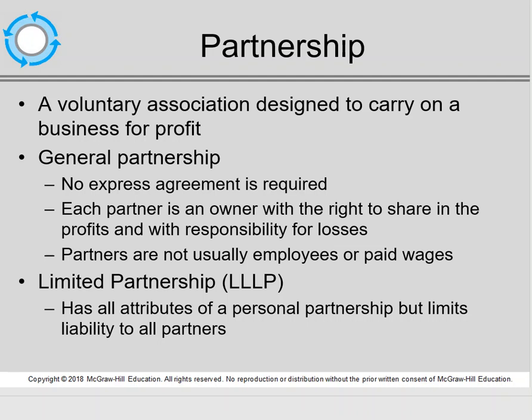So general partners have equal management and control. However, they all have unlimited personal liability. Notice that no express agreement is required for a general partnership, and you don't have to file at all.